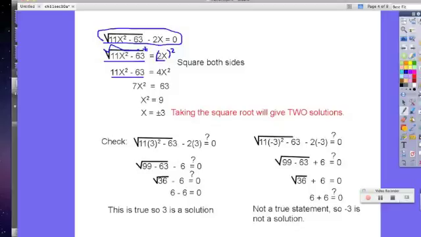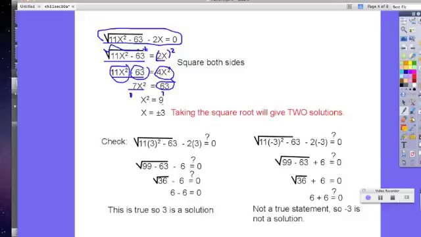X squared is x squared. We see we have an x squared over here and x squared over there. We have to combine the like terms. So we subtract 4x squared. Subtract 4x squared here, we get 7x squared. We actually would have 7x squared minus 63 equals 0. I'm going to add 63 to both sides. I'm going to divide by 7. And I'm going to get x squared equals 9.